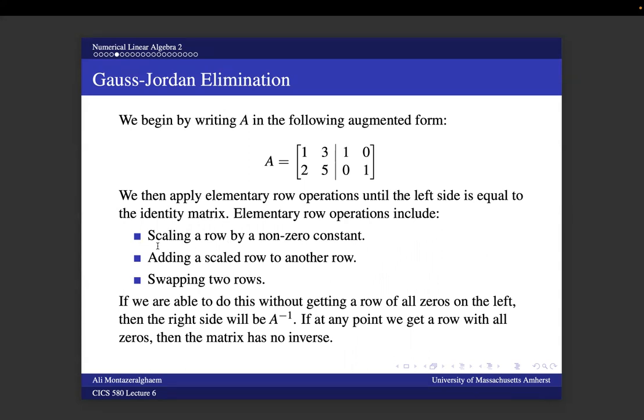For example, we can scale a row by a non-zero constant. This means that we can scale a row with a positive or negative number, or we can add a scaled row to another row and then replace the original one with that. And also we can swap two rows. These are the operations that we can use in this algorithm.